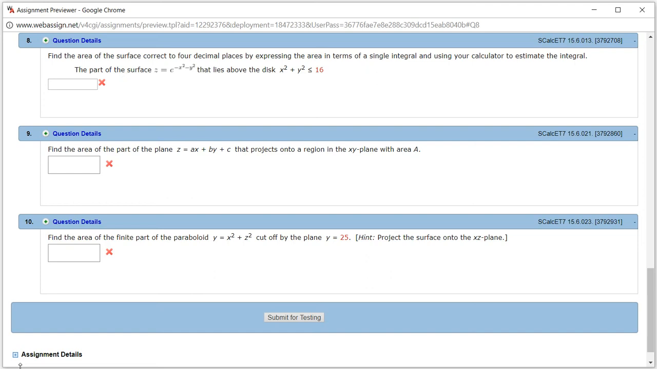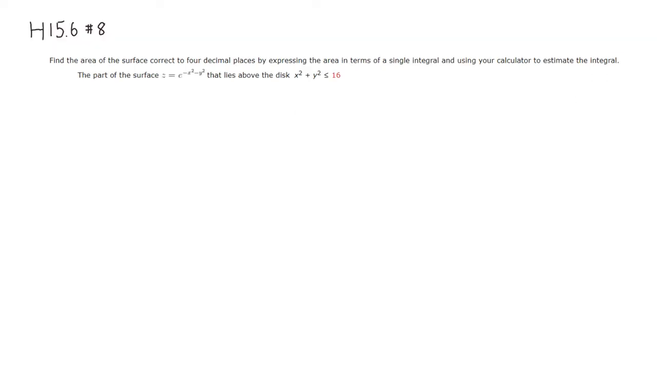All right, let's look at the homework 15.6, problem number 8. So let's do this problem. We have this surface. I'm going to call this F. You don't really have to do that, but I'm going to do it anyway.